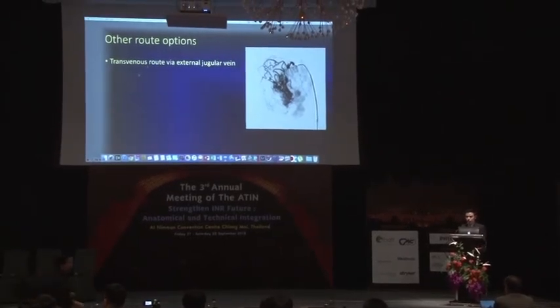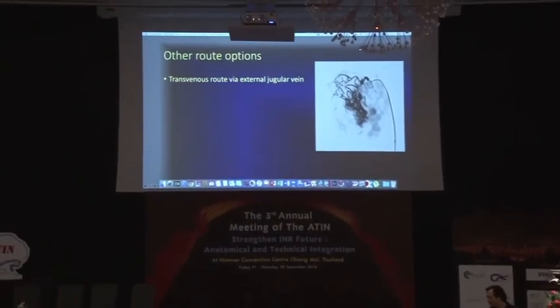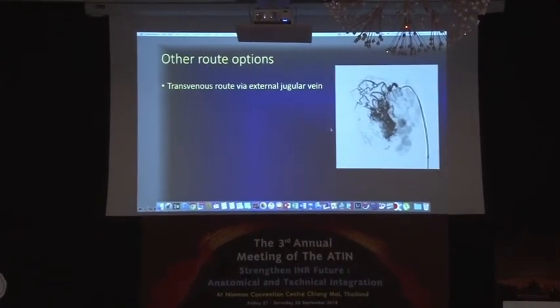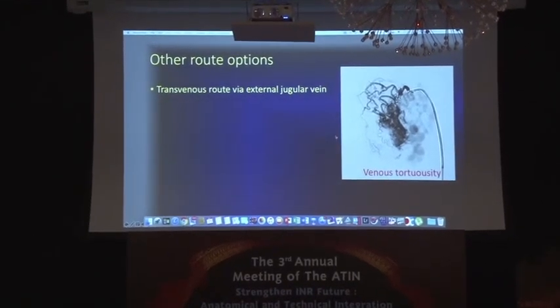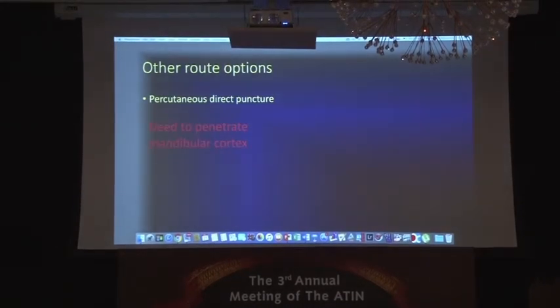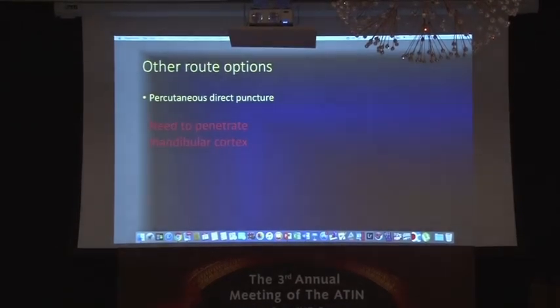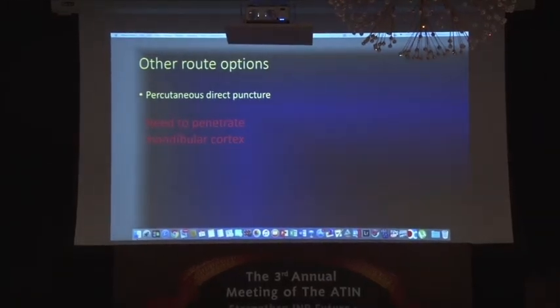Then we thought about another route: whether the transvenous route is possible. We can go here, and go inside here. But for this patient, the venous route is tortuous, and I think it's very difficult to treat that way. So another route is direct puncture into the mandible. But you need to penetrate the cortex.